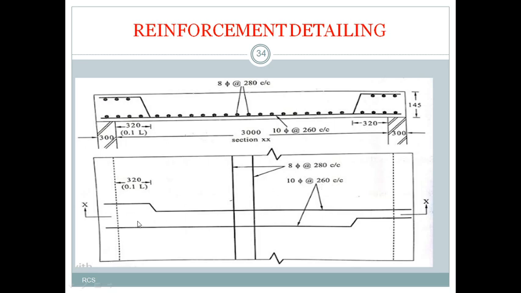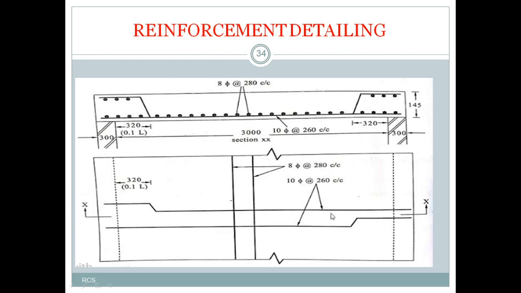This is about your main bars, and this is the distribution bars. There is no need of cranking it actually, and here we are providing distribution bar of 8 mm diameter, and the spacing maintained for this bar is 280 mm center to center.